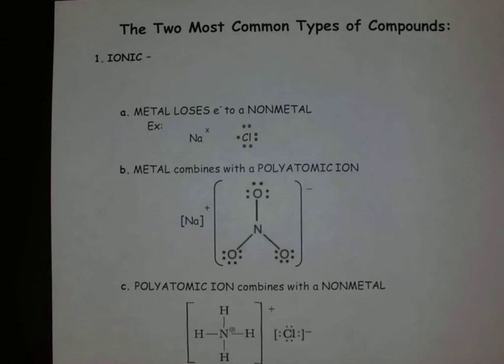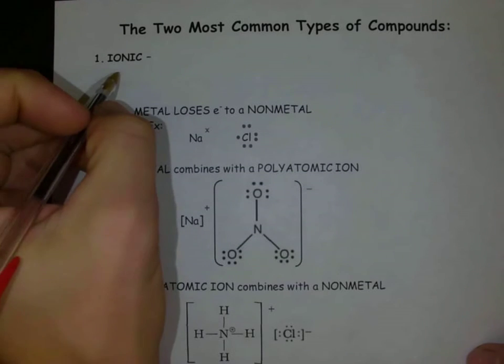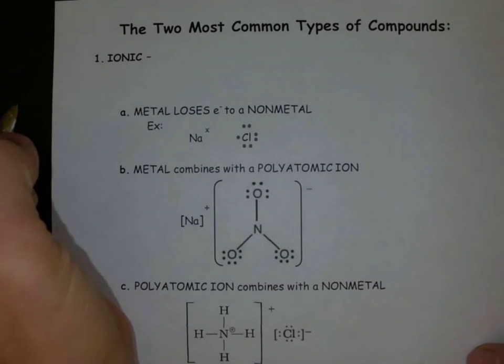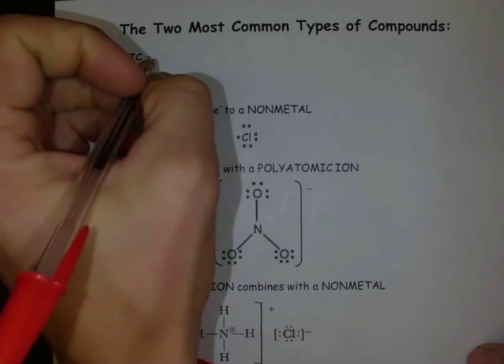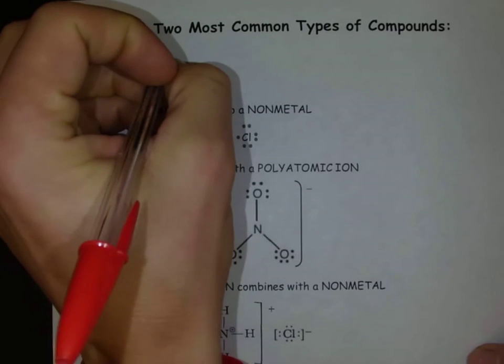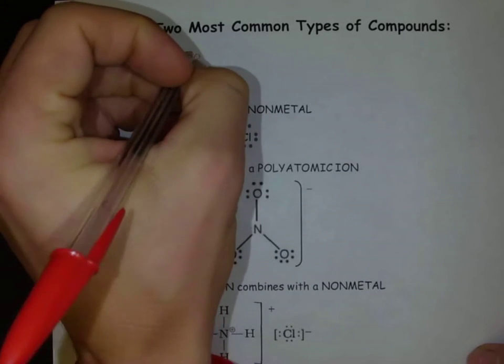All right, so now that we've talked about the octet rule and how atoms generally like to either get 8 electrons or lose electrons so that they have a full valence shell, now we need to start talking about our types of compounds. One of our most common types is an ionic compound. An ionic compound involves the stealing of electrons.